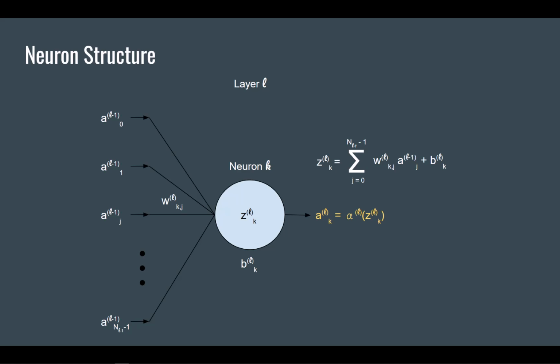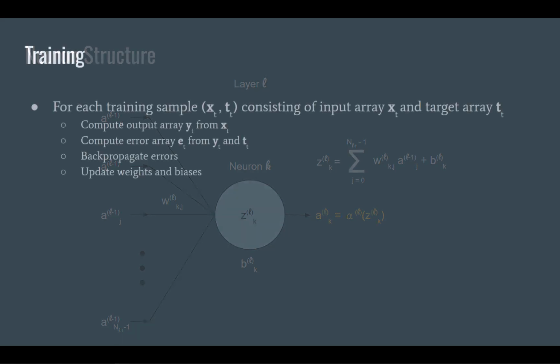The net value is passed to the layer's activation function labeled alpha superscript L to compute the neuron's output for a given input vector. The activation function is specific to the layer. Each layer can have its own activation function, or all layers can use the same activation function. Before discussing the source code that implements the neural network training, we will review the training process.